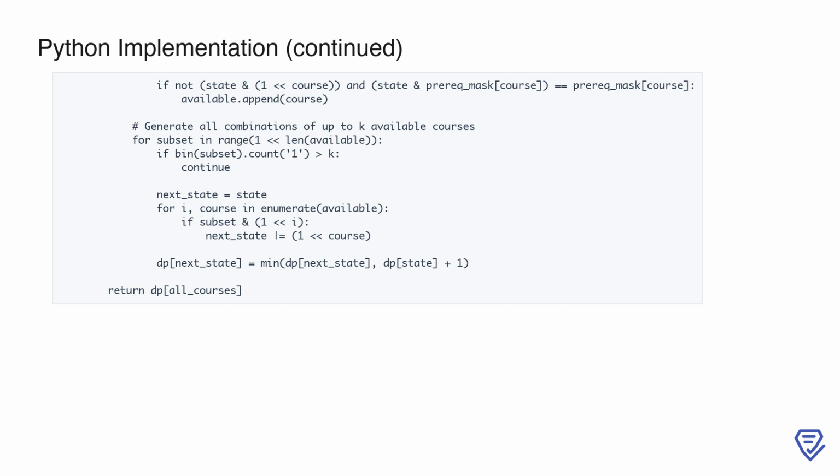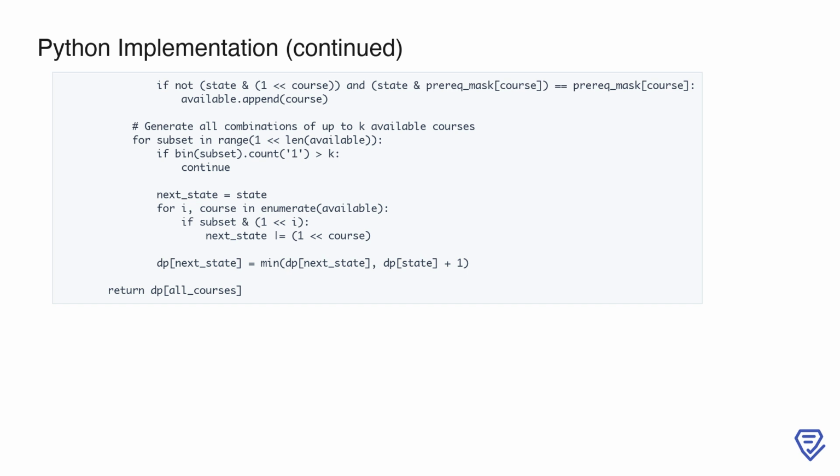Next, we generate all possible subsets of up to k courses from the available list. Using bitmask operations, we count the number of courses in each subset and skip subsets that exceed k courses. For valid subsets, we compute the next_state by adding the selected courses to the current state. The DP value for this next_state is updated to the minimum of its current value and the DP value of the current state plus 1, representing an additional semester.